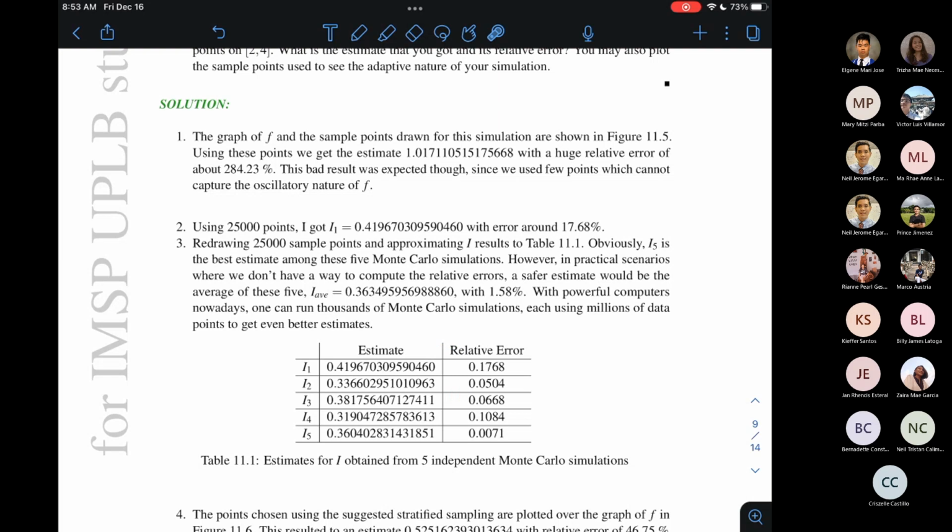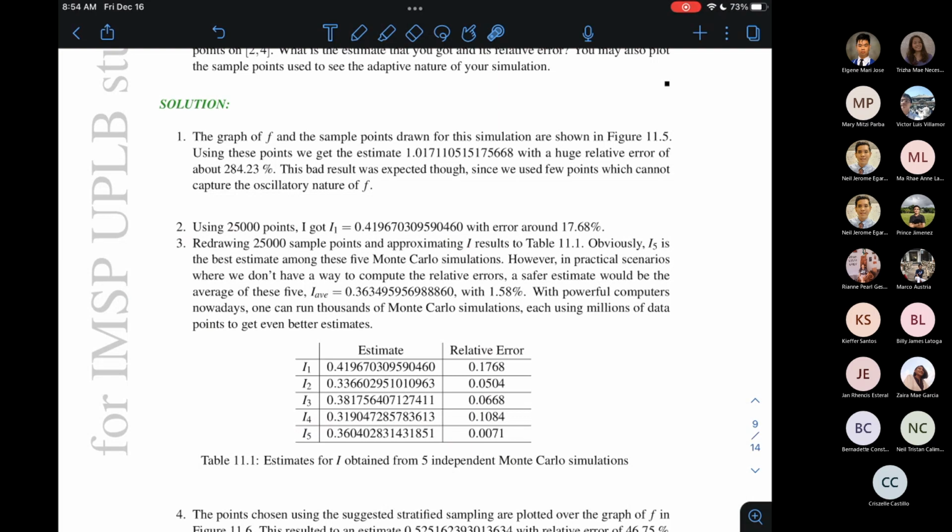Of course, kung alam mo yung relative error, edi ang i-report mo si I5 kasi less than 1% yung error dyan. Pero dahil kunwari wala tayong idea about sa relative error, kunin mo yung average ng mga results dun sa 5 Monte Carlo simulations, and then you'll be good. Right? Ito yung usual na ginagawa sa Monte Carlo simulations. You choose capital N, but you perform Monte Carlo simulations multiple times using N sample points, and then you take the average of the results of each of the runs para makakuha ng isang magandang estimate. Okay.